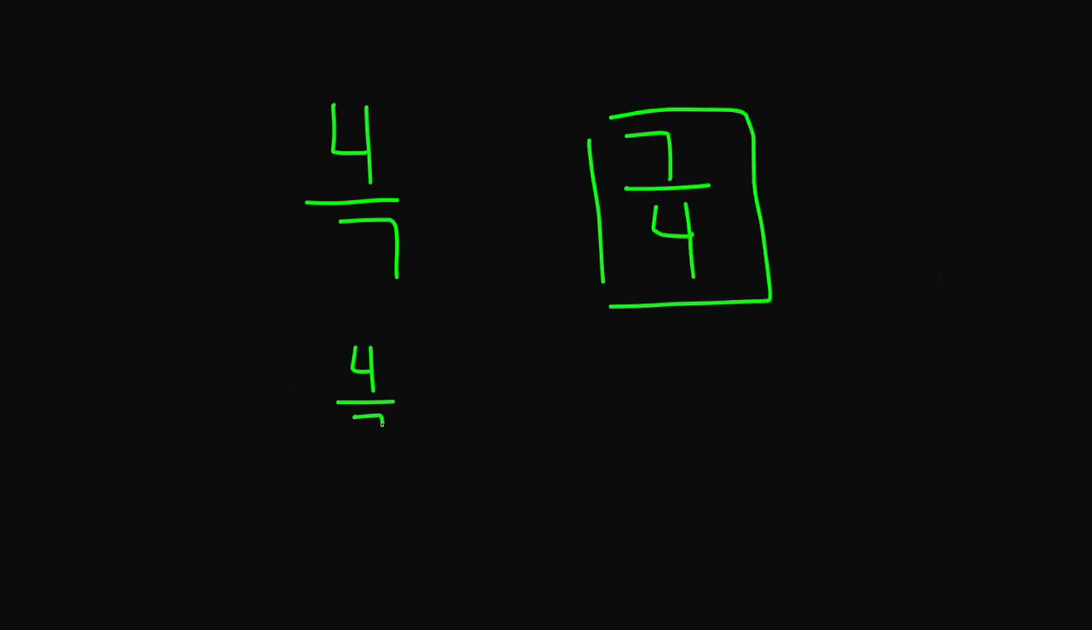What about 4 over 7? So the reciprocal of 4 over 7 is going to be 7 over 4. This is our answer here. And if I check 4 over 7 times 7 over 4, remember you're just multiplying across. 4 times 7 is 28 in my numerator. And then my denominator, 7 times 4, is also 28. So 28 divided by 28 is going to equal 1. So yes, we know that 7 over 4 is the correct answer.